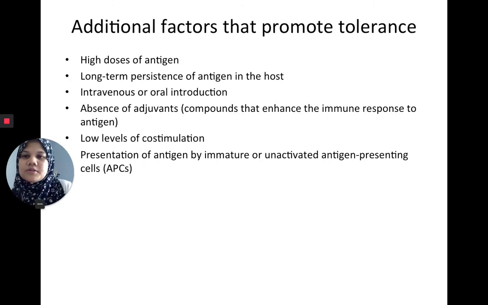Some other things that promote tolerance include high doses of the antigen and long-term persistence of the antigen in the host. So again, if there's a lot of them, you're like, okay, I guess I will just tolerate it. Or, okay, they've been here for a while, I'm going to tolerate them now. Specific routes, depending on the antigen, whether IV or oral introduction. Absence of adjuvants. Adjuvants are things that do stimulate inflammation, and if they are not present, then you don't really get as robust an immune response. Or as we mentioned earlier, if the co-stimulation doesn't work very well, or if the presentation of the antigen is by immature or unactivated APCs.